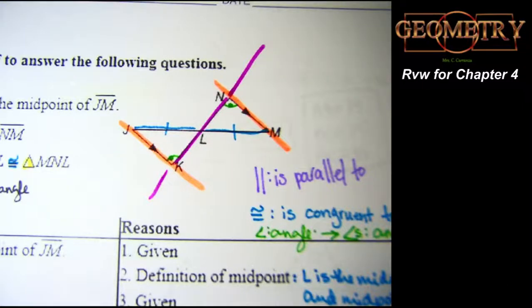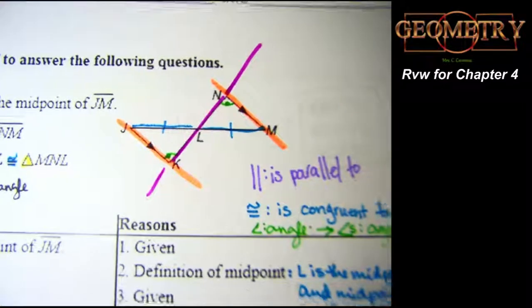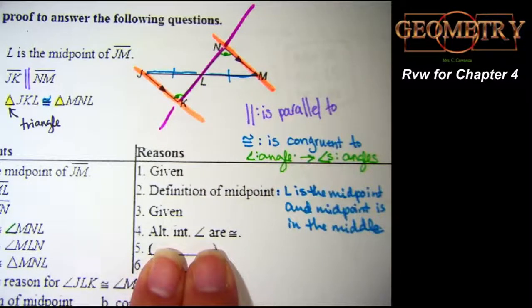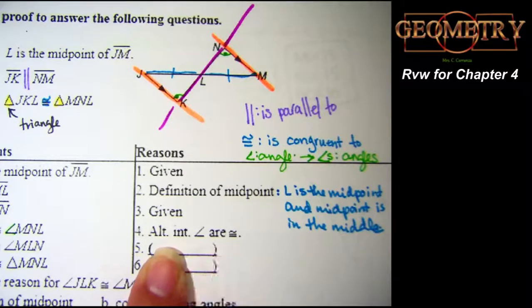So they're on opposite sides of the transversal, they're alternate. Notice how the angles are both between the parallel lines? That means they're interior. These are alternate interior angles, and we have a theorem that says alternate interior angles are congruent. Notice what was written. Alternate interior angles are congruent. They didn't write the name of the theorem. They just wrote what the theorem says, and that's acceptable.